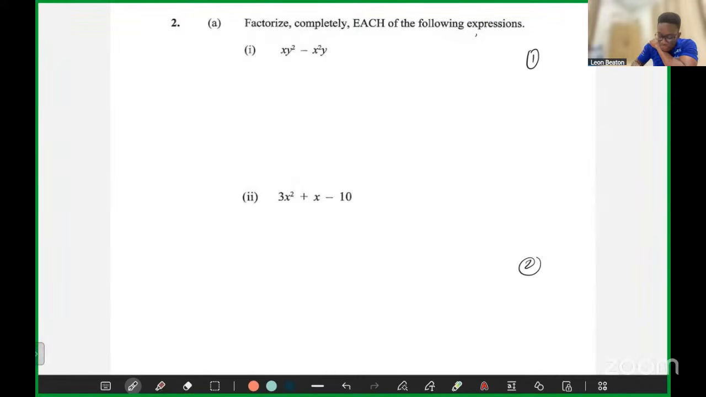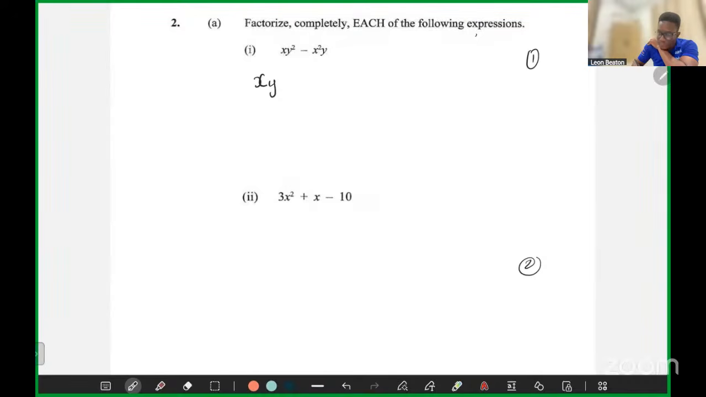We can't use difference of 2 squares, although they're subtracting. We cannot use difference of 2 squares because we can't multiply anything by itself to give you xy squared. And the same thing here, we can't multiply anything by itself to give you x squared y. So we see what is the highest common factor between the two. So we can take it term by term. So we look at the x, we look at the x squared, we see the highest common one is x. And then we look at the y's. So we have y squared and we have y by itself here. So the highest common factor there would be y.